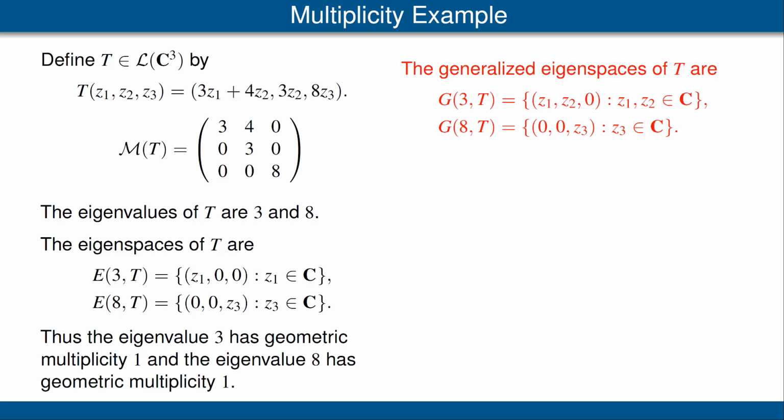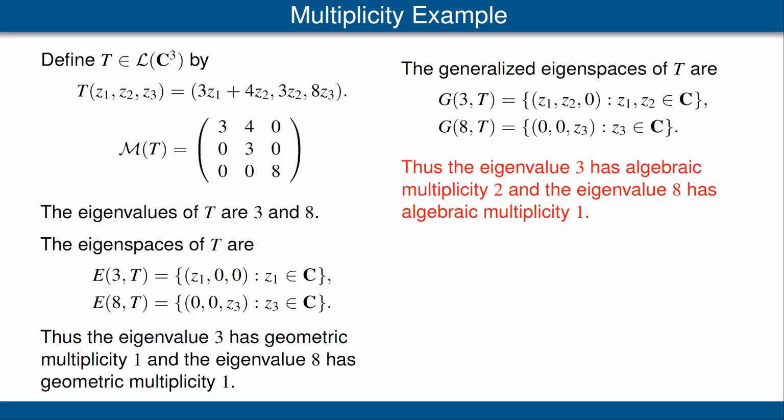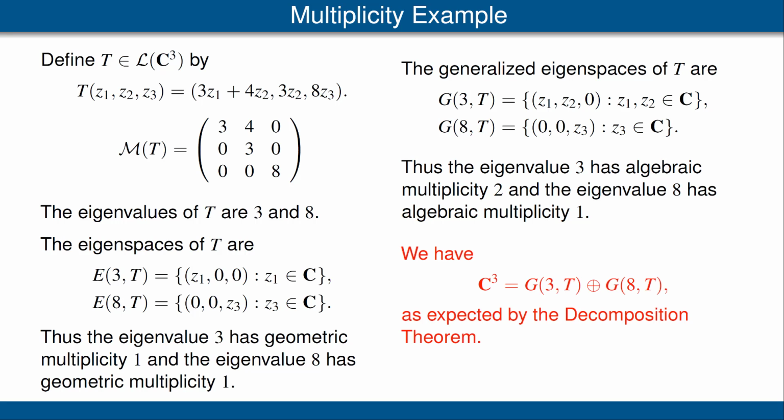Because that space has dimension 2, without doing any further computation, we know that the other generalized eigenspace must have dimension 1, and therefore it has to equal the eigenspace. Thus we see in this case that the eigenvalue 3 has algebraic multiplicity 2, and the eigenvalue 8 has algebraic multiplicity 1. Finally, note that the whole vector space C3 is the direct sum of these two generalized eigenspaces, just as the decomposition theorem tells us it should be.